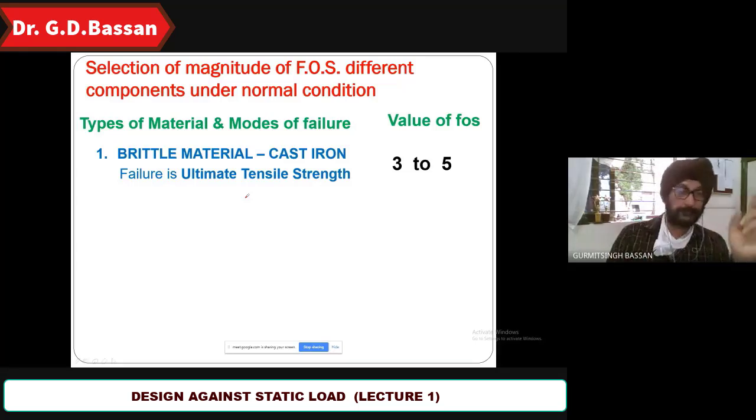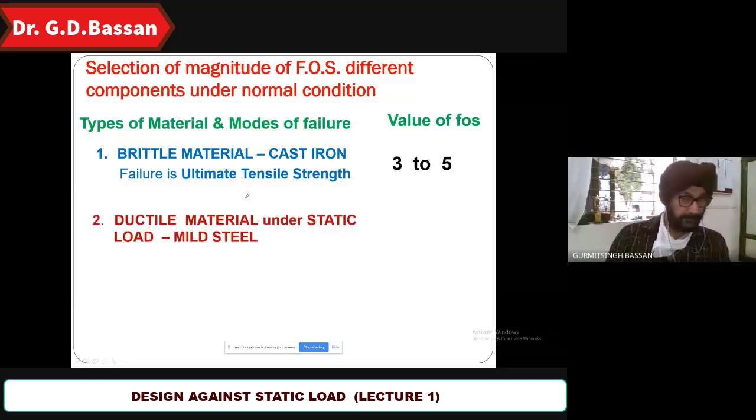Next, ductile materials which fail under static load. Now, which are the ductile materials? That is mild steel. How does the failure of a ductile material take place under static load?